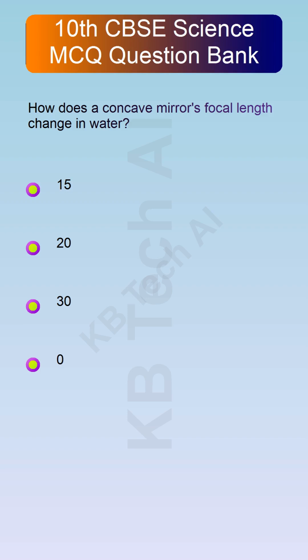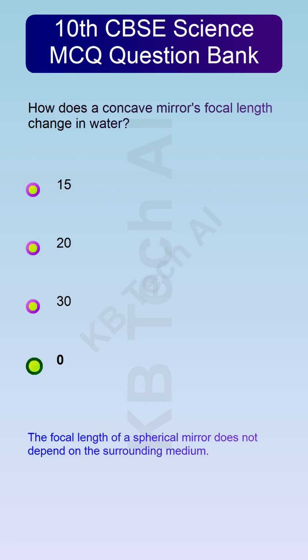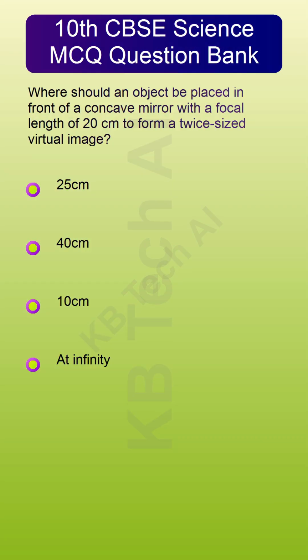How does a concave mirror's focal length change in water? Option 1, 15, Option 2, 20, Option 3, 30, Option 4, 0. The answer is, Option 4, 0. Where should an object be placed in front of a concave mirror with a focal length of 20 cm to form a twice-sized virtual image? Option 1, 25 cm, Option 2, 40 cm, Option 3, 10 cm, Option 4, at infinity. The answer is, option 3, 10 centimeters.